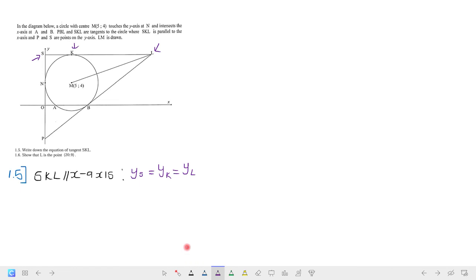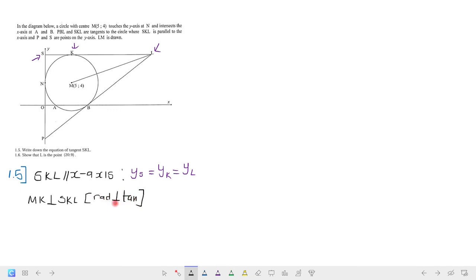So this then means now we need to find what is the y value of L. To do that, the first thing that I'm going to do is this. I know that this is a tangent, right? So the first thing that I'm going to do is I'm going to say MK is perpendicular to SKL. And then I still write the same reason. I know that my radius is perpendicular to tangent.